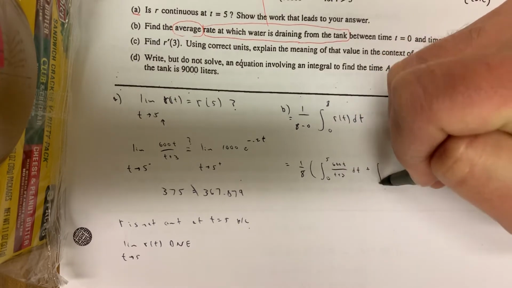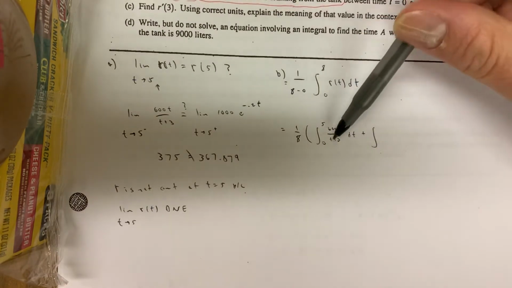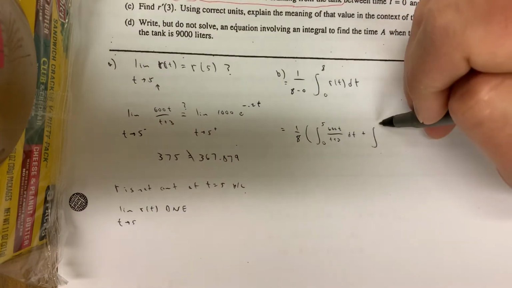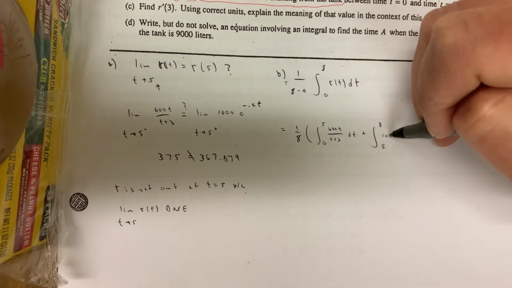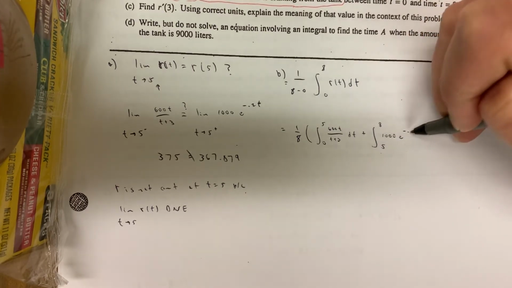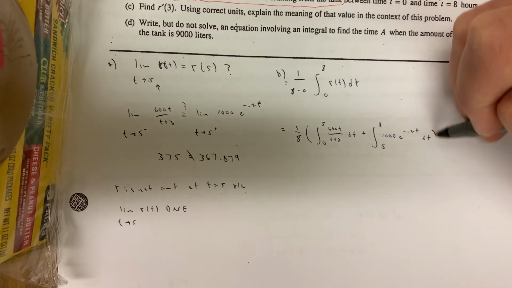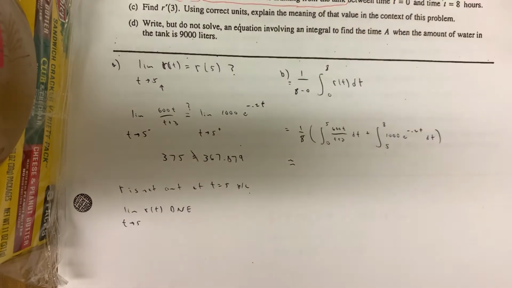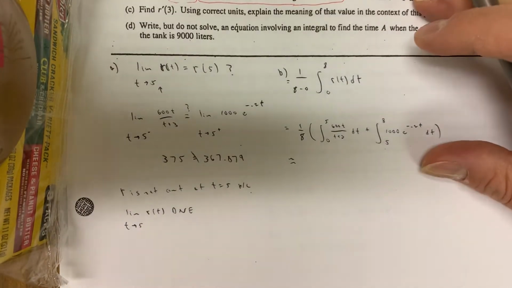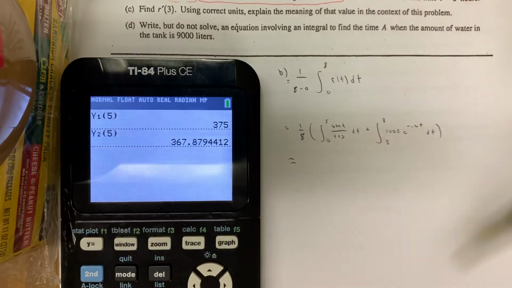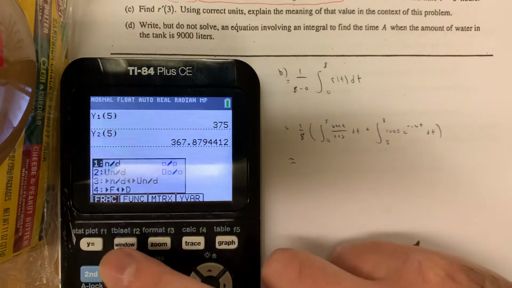Remember, you can split up any integral as long as the first integral starts with the lower bound, the second integral ends with the upper bound, and these two numbers match. Okay, so now our 1000 e to the negative 0.2t with respect to t. And something you might have to do on the AP, you might actually have to break up an integral this way if it's a split function. Sometimes you've got to integrate these by hand. Not in this case. Let's go for a trusty, hopefully not too dusty, graphing calculator.